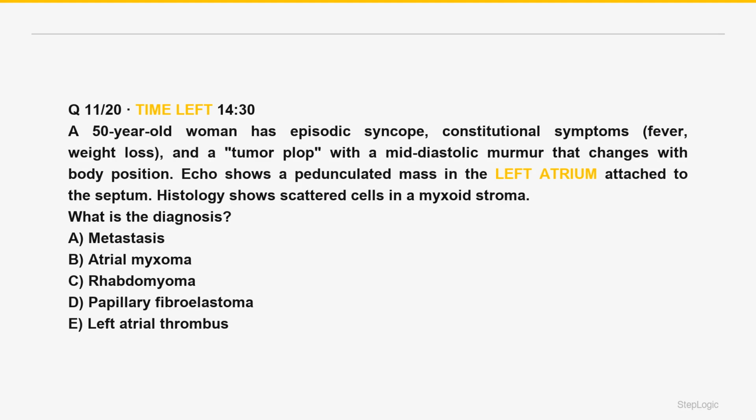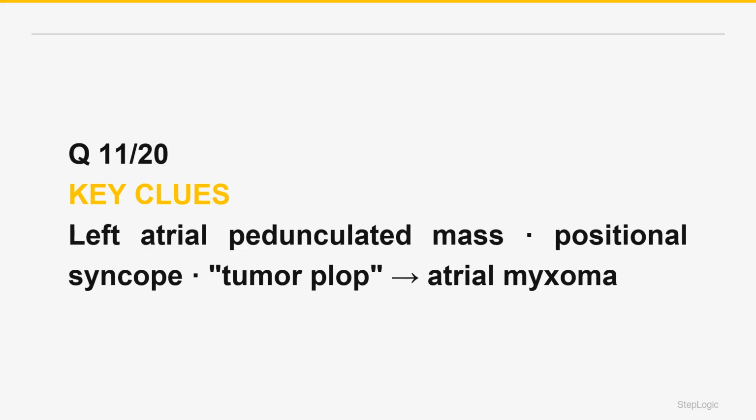Read the command. Diagnosis: left atrial pedunculated mass, positional syncope, tumor plop, constitutional symptoms, myxoid stroma, atrial myxoma. This is an atrial myxoma, the most common primary cardiac tumor in adults. It is a benign neoplasm that most often arises in the left atrium, typically as a pedunculated stalk gelatinous mass attached to the interatrial septum, near the fossa ovalis.